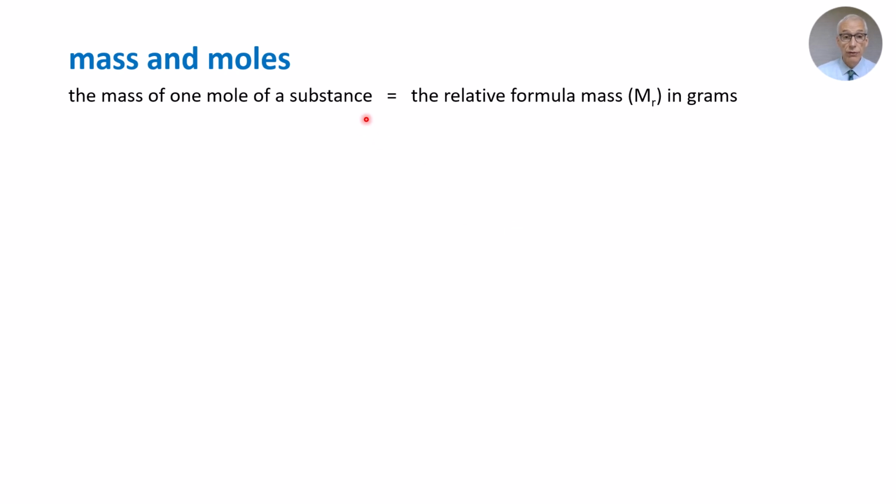The essential formula is the mass of 1 mole of a substance is the relative formula mass in grams. So that means the number of moles is equal to the mass of that substance divided by the relative formula mass in grams. Now, you may have been taught to use the term molar mass, but it does not appear in the AQA specification. So I'm going to stick with relative formula mass, and that will always be in grams.